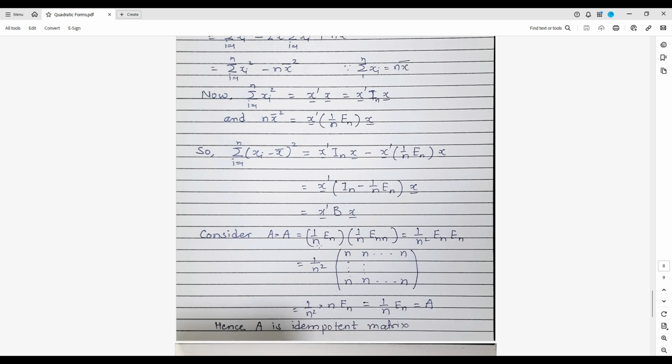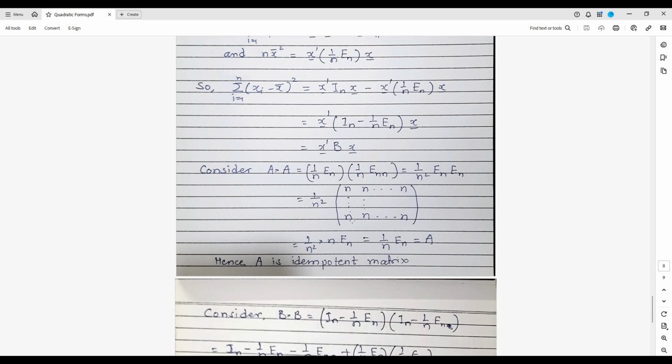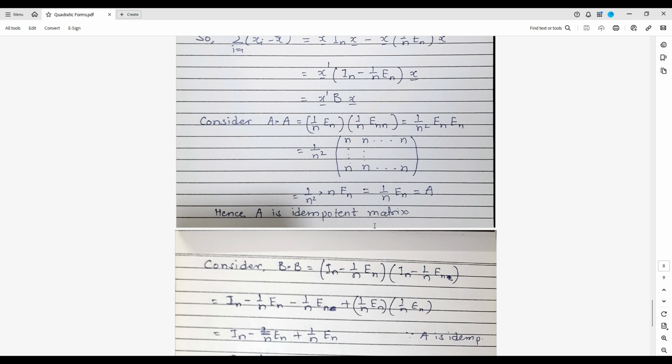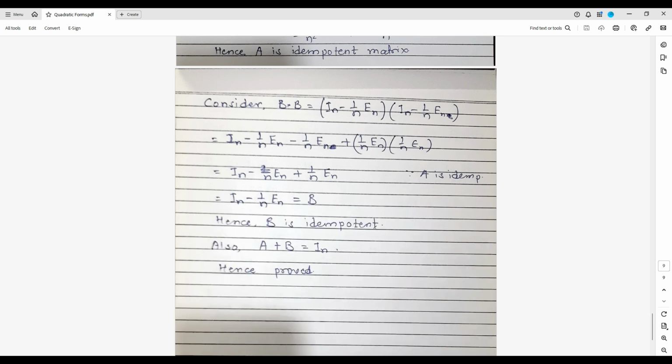So now let us see if this matrix is idempotent or not. So very quickly we have tried to prove here that the matrix 1 by n E n and the matrix I minus 1 by n E n are both idempotent matrices.